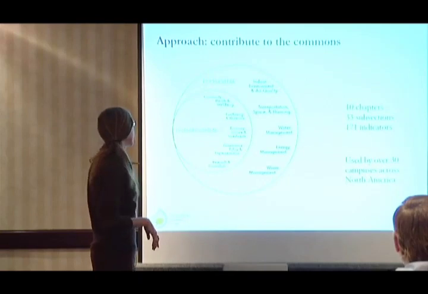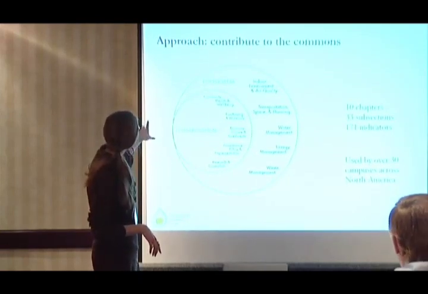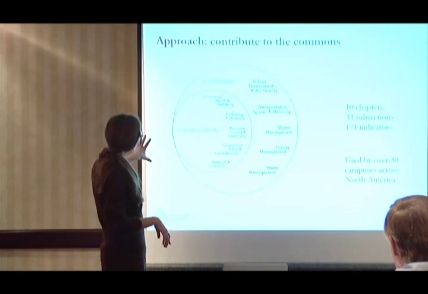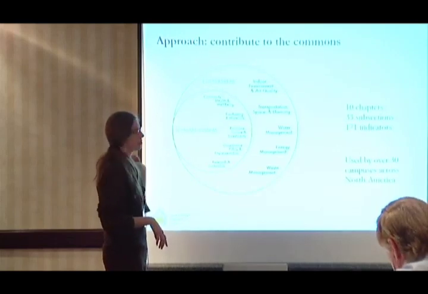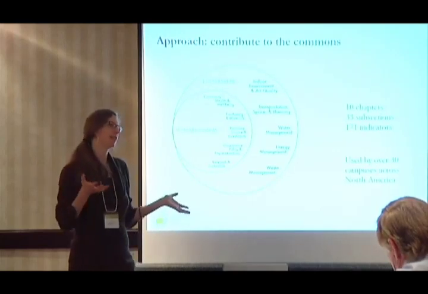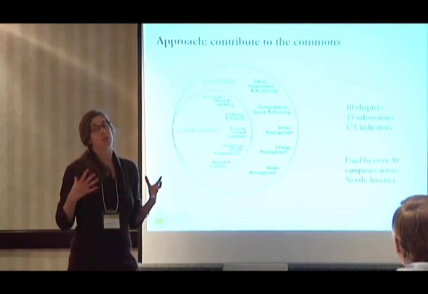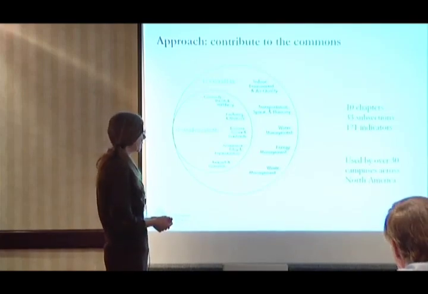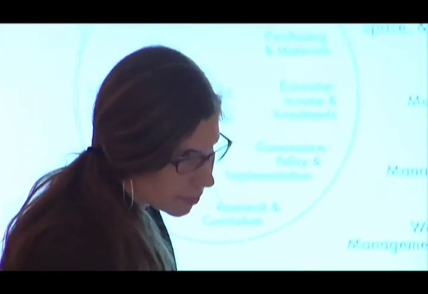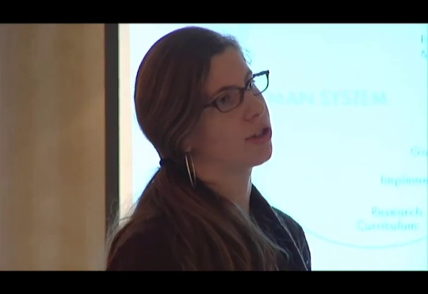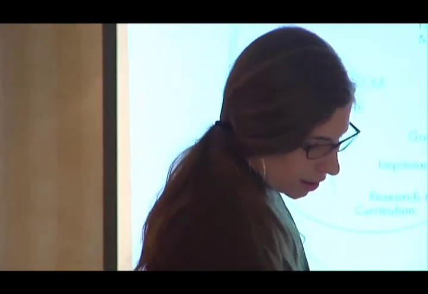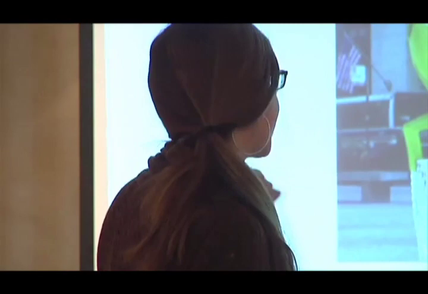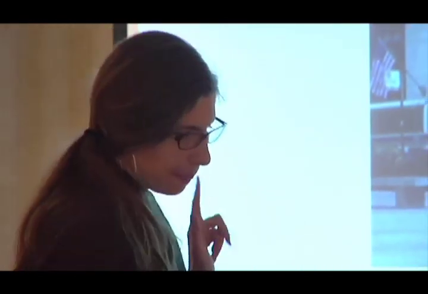And it consists of 10 chapters. You can see them here. There's the ecosystem and the human system. And within each chapter, there's 33 subsections and a whole total of 171 indicators. So it's very extensive in terms of a framework, and can be a bit daunting for colleges or for smaller institutions because it's so extensive and requires so much data gathering. And I'll talk a bit more about that in a little bit.